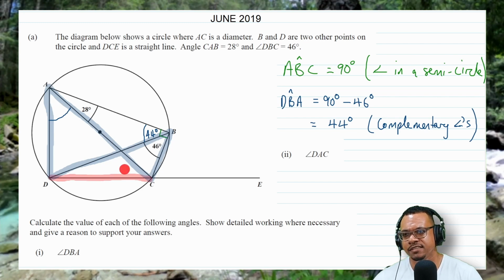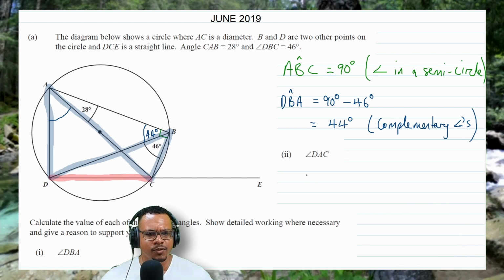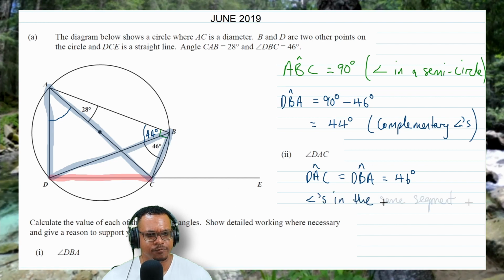See, the arms of this angle stand on the chord DC, and the arms of this angle stand on the same chord DC. So these two are equal angles in the same segment. So angle DAC is equal to angle DBC, which is equal to 46 degrees. Reason? Angles in the same segment.